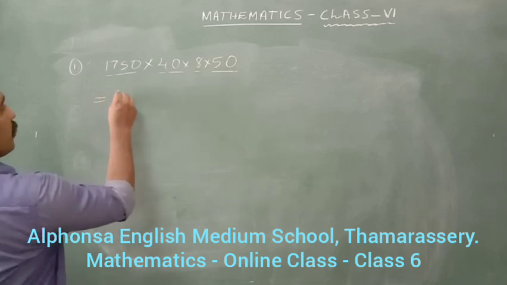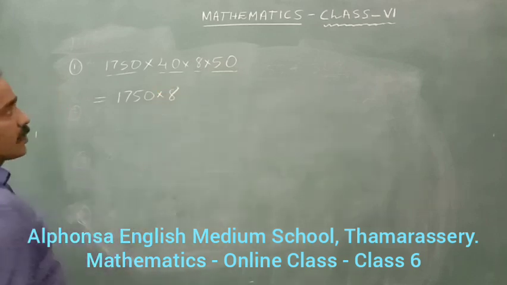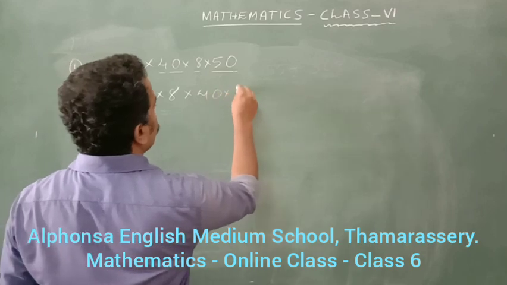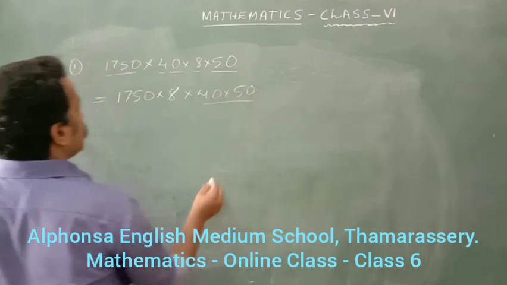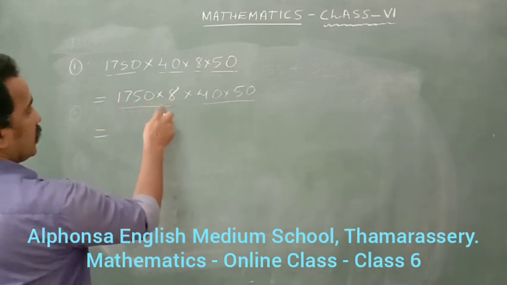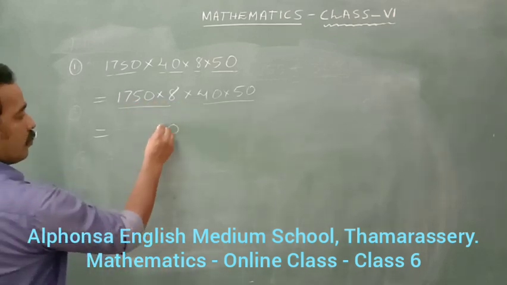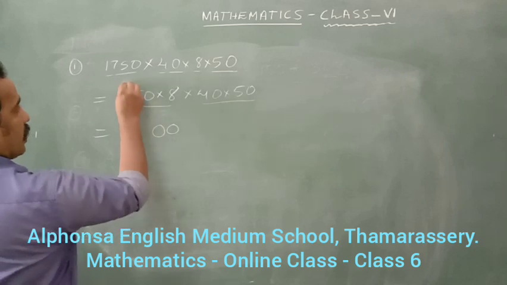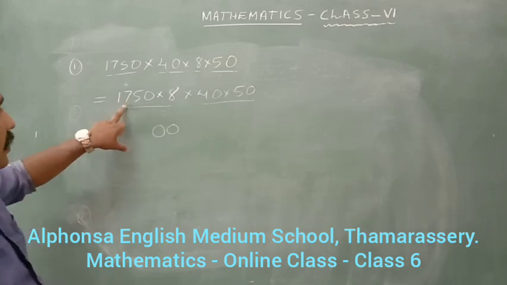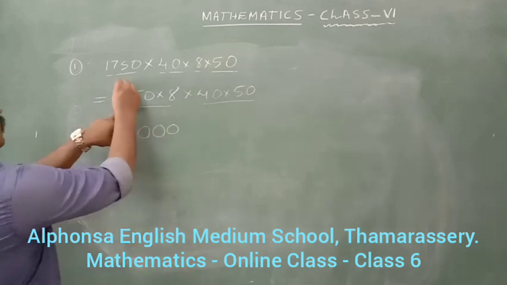So this can be rearranged: 1750 into 8 into 40 into 50. Multiply these two, multiply these two. That is easy. Multiplying these two is easy because we can write this 0. 8 5s are 40. 8 5s are 40. Remainder 4. 8 7s are 56. 8 7s are 56 plus 4, 60. Then 6 here.